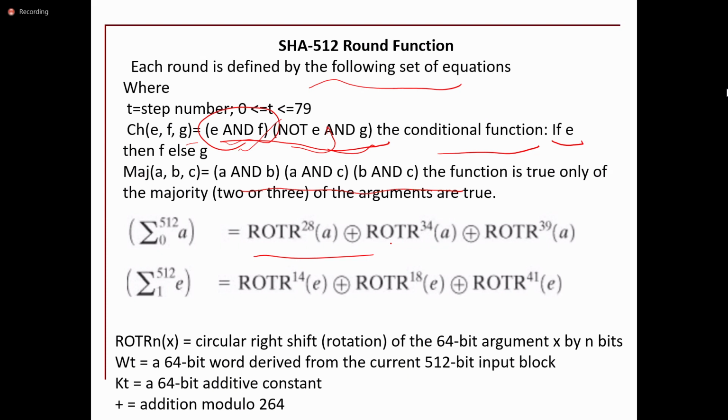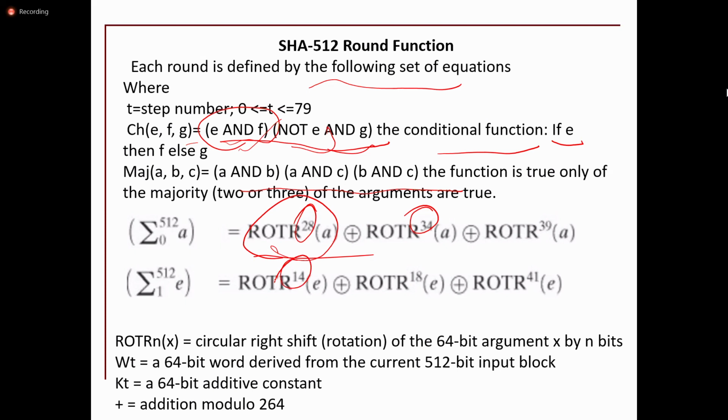So summation is nothing but it is going to apply the rotation, not left shift, right shift. It is going to rotate the bits in a right shift manner. How many bits is it going to rotate? Only 28 bits of A. Again, it is going to rotate 34 bits of A. It is going to rotate 39 bits. So after rotating, whatever the result it is getting, it is going to perform the XOR operation. So in order to perform the summation of E, this time again right rotation will take place.